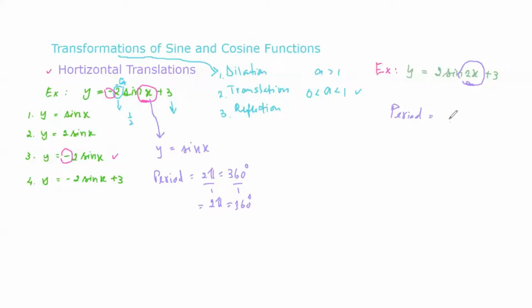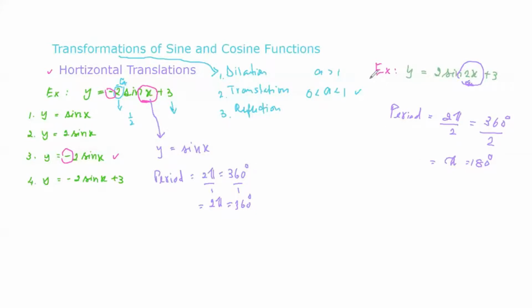It's going to be 2 pi divided by 2, because we have 2x here, so you divide by 2. Or if you do it by degrees, you divide it by 2. So it's going to be pi, and this is equal to 180 degrees. So let's see the difference now.